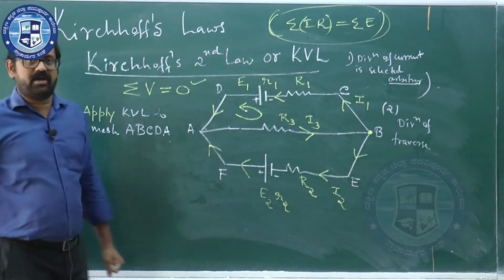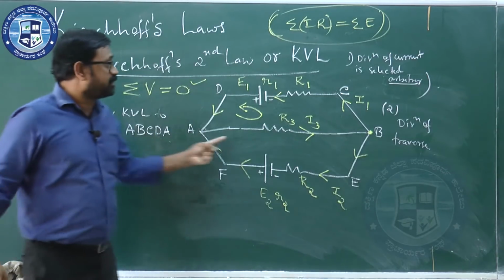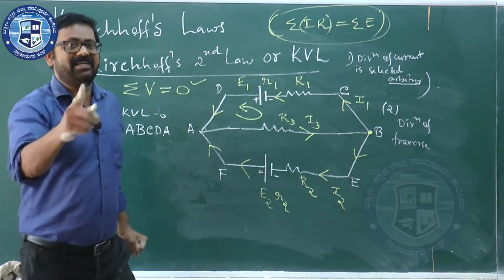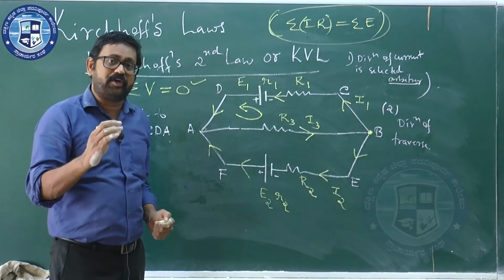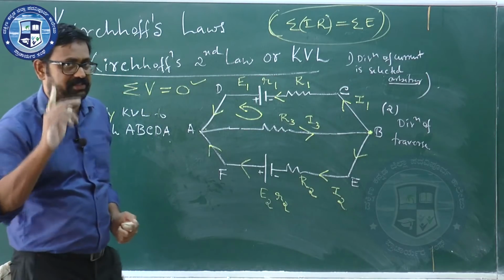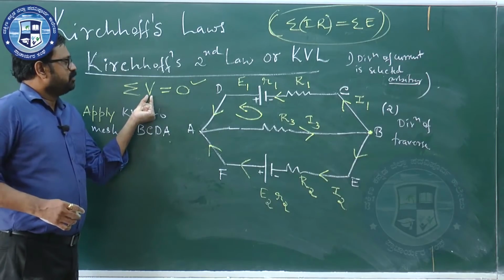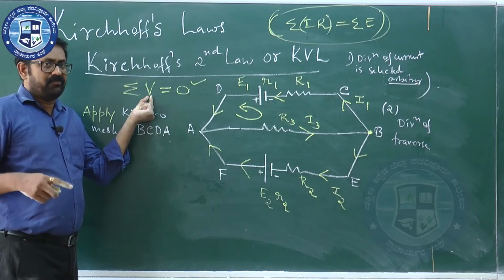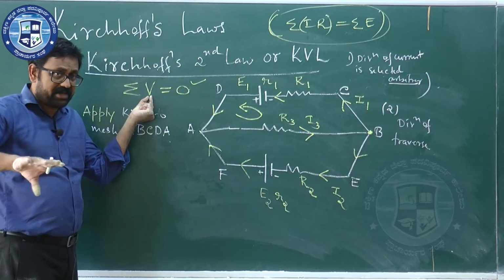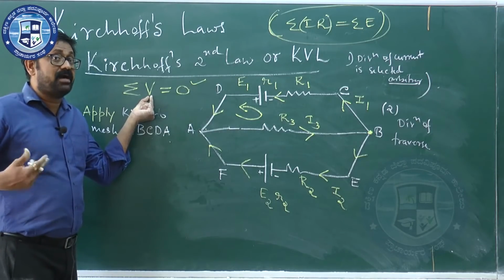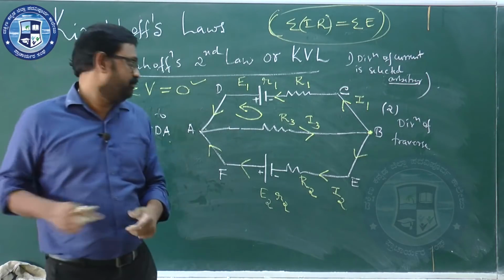The direction of a traverse is the direction in which the mesh has been selected. And the direction of a traverse has a very important role in assigning a sign convention. So when I deal with the algebraic sum of V, which involves the product of IR as well as EMF, let me start with the product of IR first.